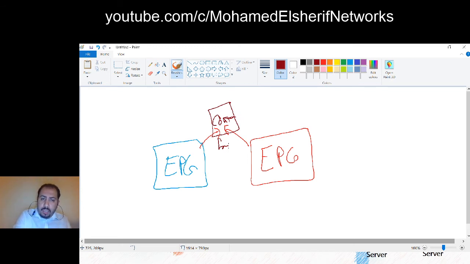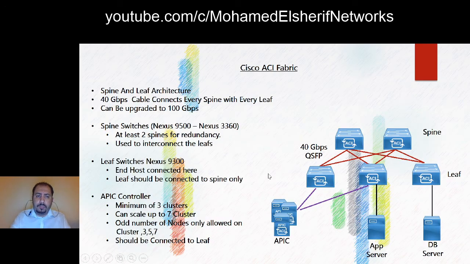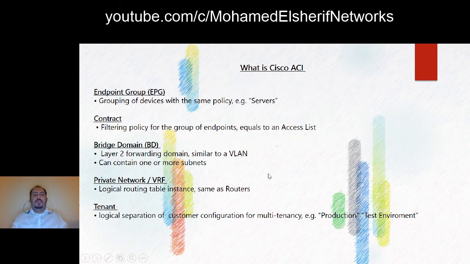Policy defines the EPGs, policy defines the contract, and within this policy there is another policy that defines how the contract will work. Is it bidirectional? Is it stateful? So everything here in ACI is a policy. Now we know about the EPG. We know also about the contract.